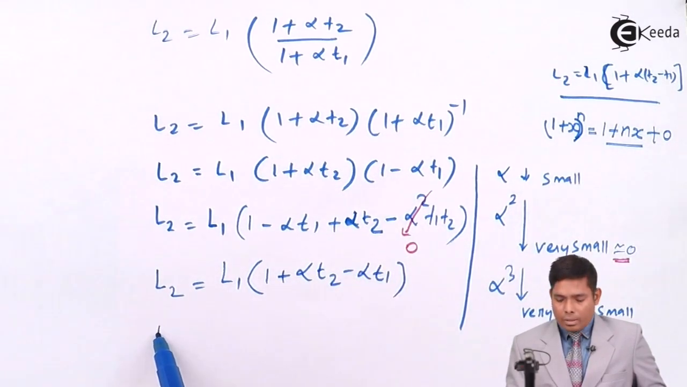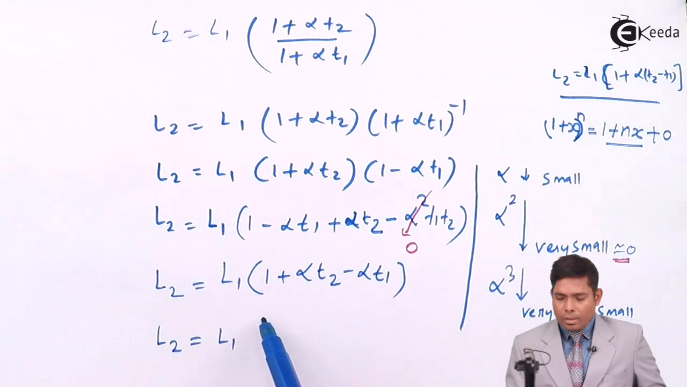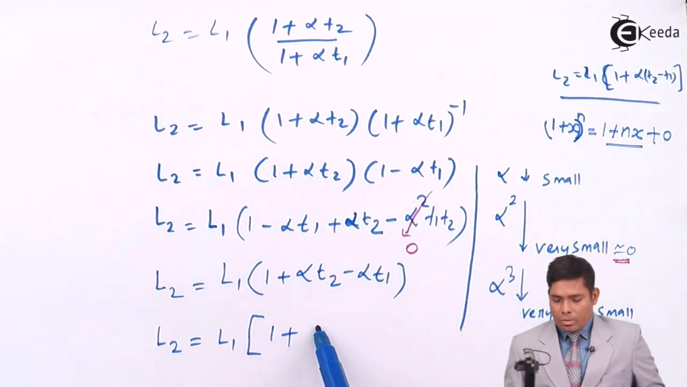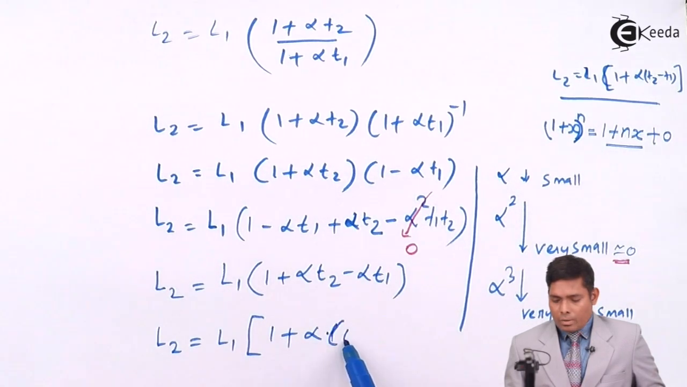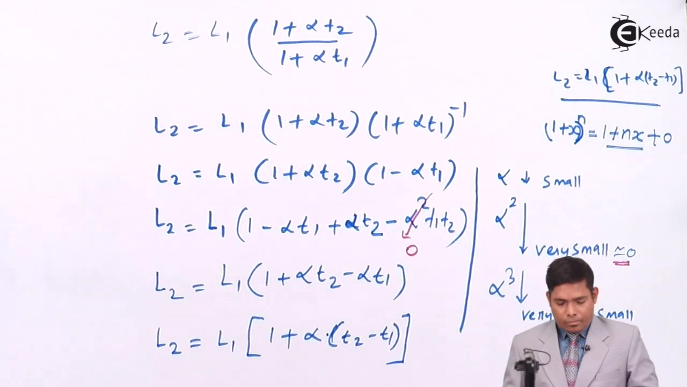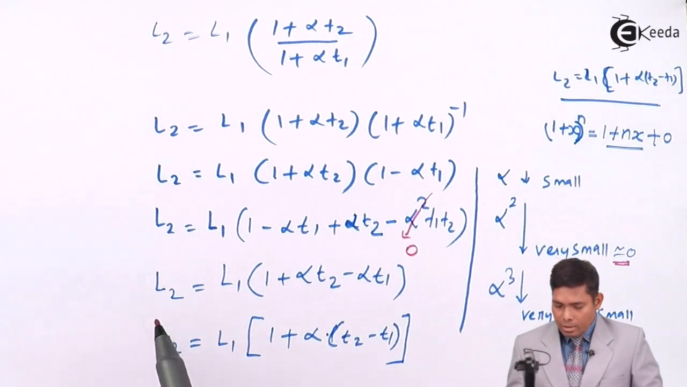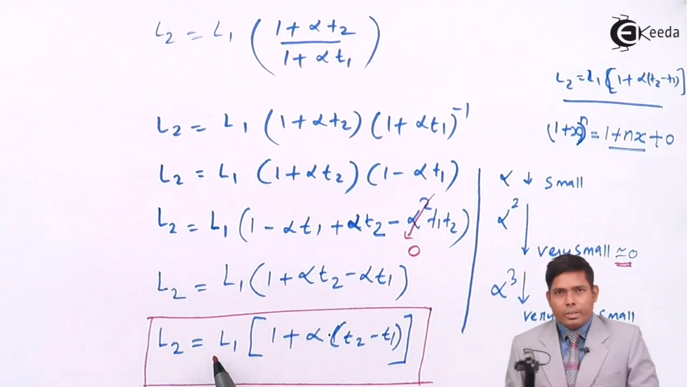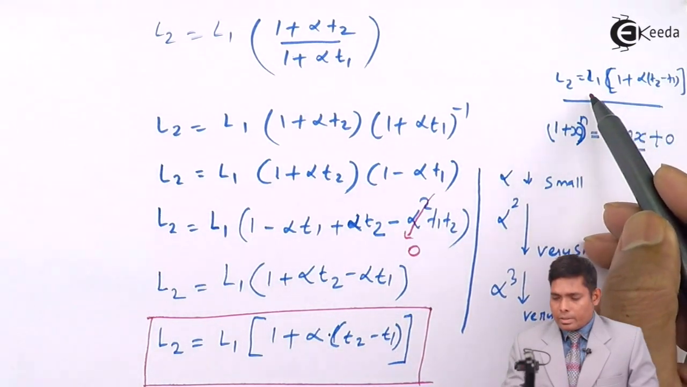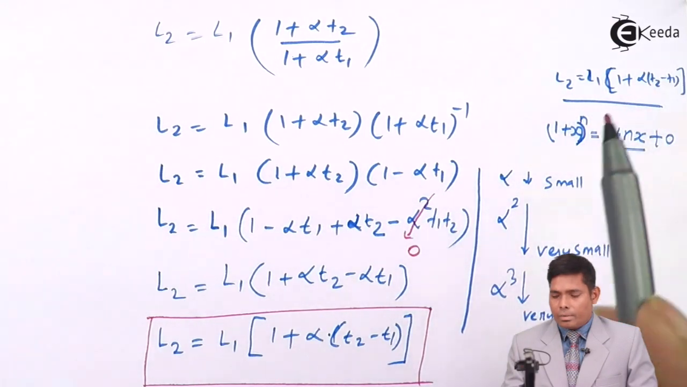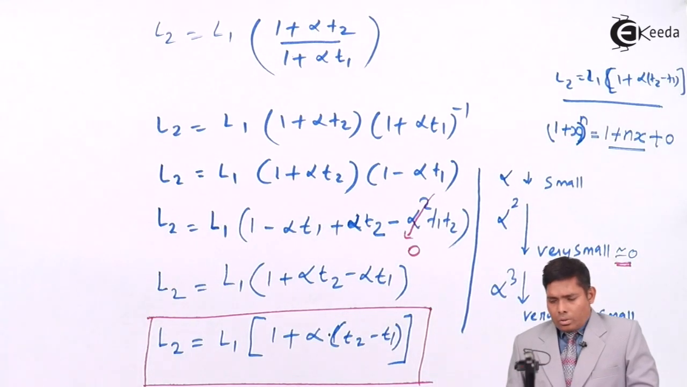Next we write L2 equals L1 into 1 plus, from these 2 terms alpha can be taken common, so alpha times (t2 minus t1). Now this is exactly the equation we needed: L2 is L1 bracket 1 plus alpha (t2 minus t1). This is exactly the thing that we discussed here, L2 is L1 into 1 plus alpha (t2 minus t1). So this way you will derive the equation.